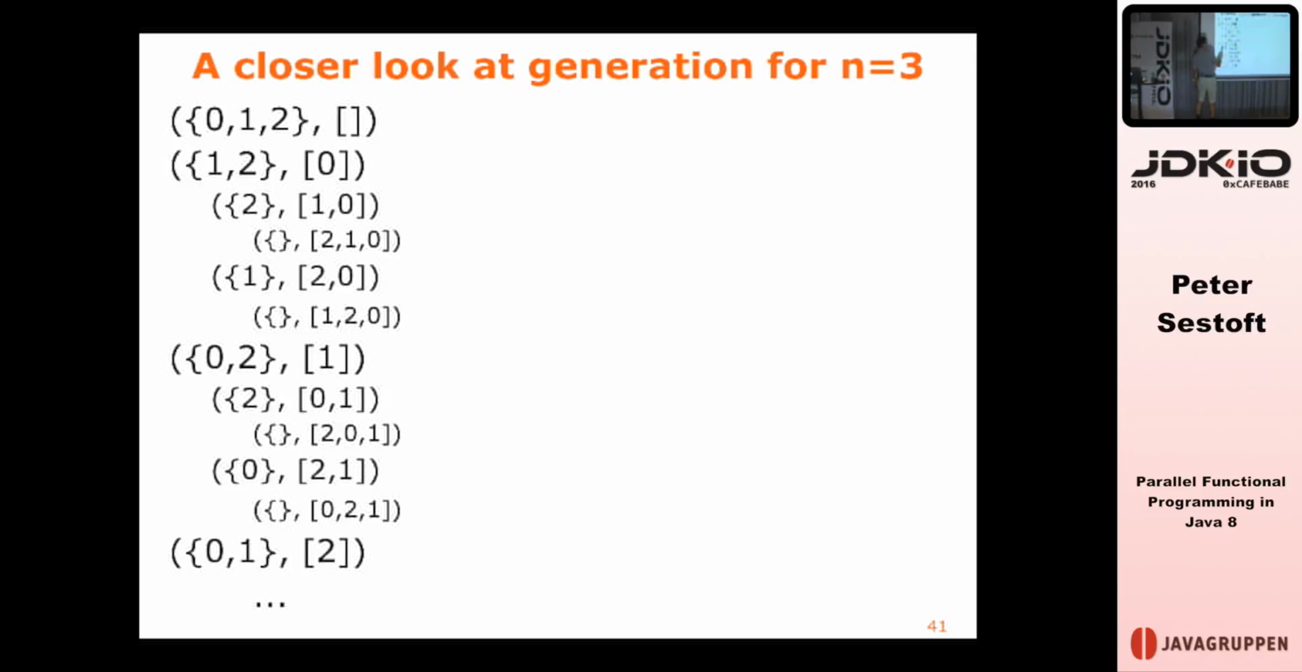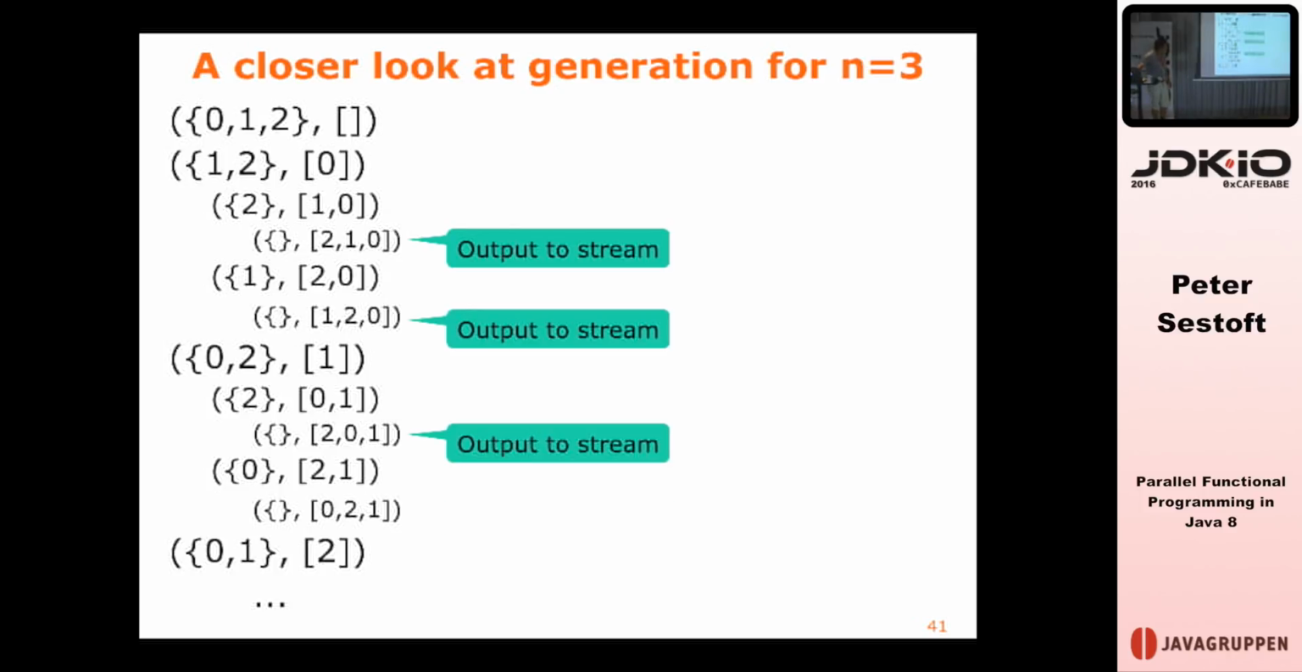And there's another recursive call at the top level where R is 1. And here's the set with 1 missing, and the 1 has been moved there, and similarly the third one here. And then there's this tree of recursive calls, and when you get down to an empty to-do set, then you output these things to the stream.